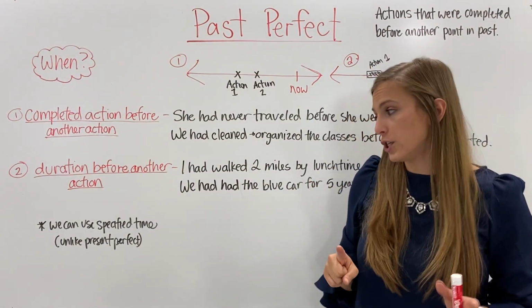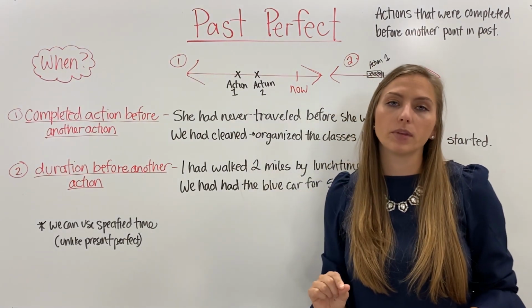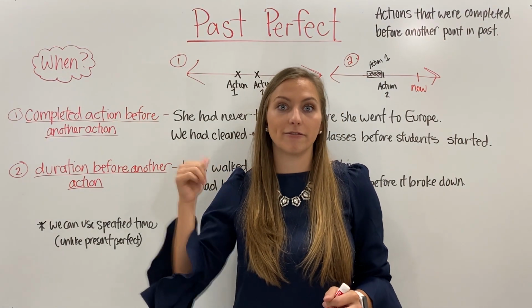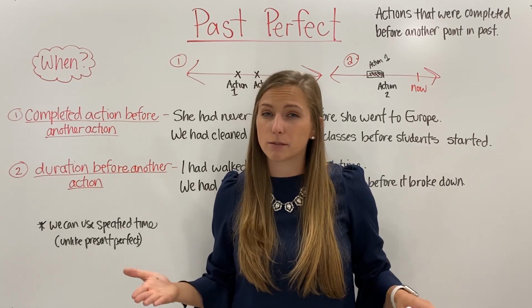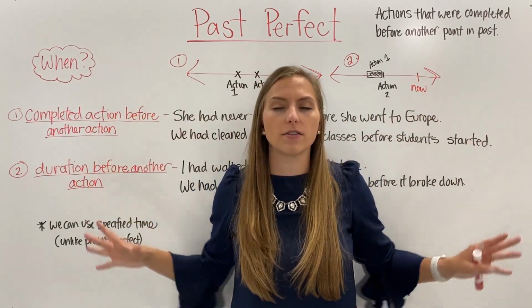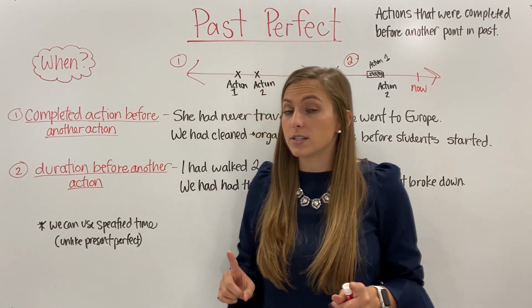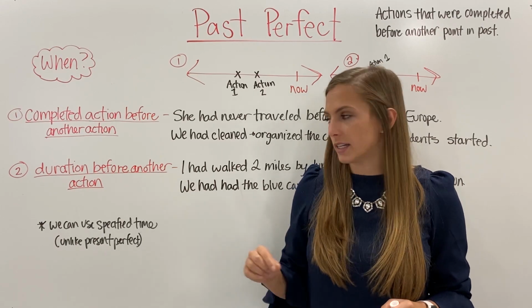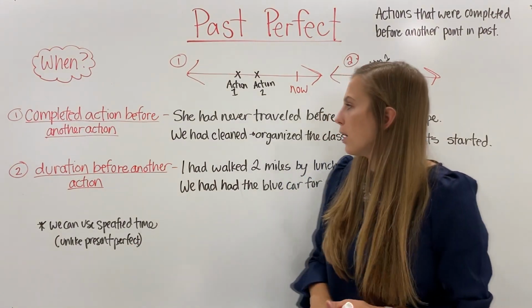Now, what is important to remember is that we can use specified time. If you did watch my present perfect tense video, I explained that for present perfect, we cannot specify time. We talk about things very generally in the present perfect. But with the past perfect, we can specify time. We can specify time and say when an event happened, okay?